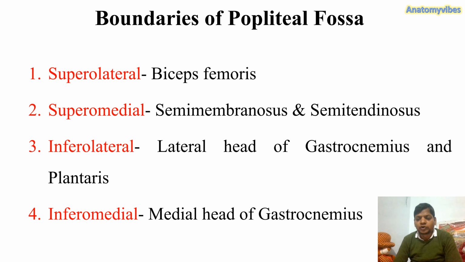So what are the boundaries? The superolateral boundary is biceps femoris, the superomedial boundary is semimembranosus and semitendinosus, and inferolaterally the lateral head of gastrocnemius, along with one more muscle, plantaris, which is present deep to the lateral head of gastrocnemius. Inferomedially we have the medial head of gastrocnemius. So these are the boundaries of the popliteal fossa.